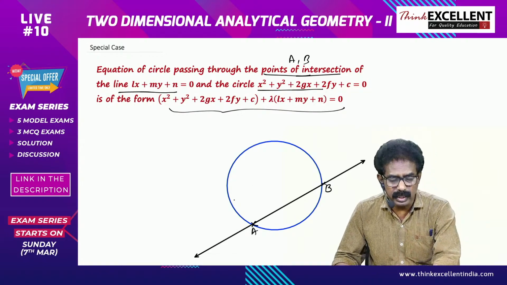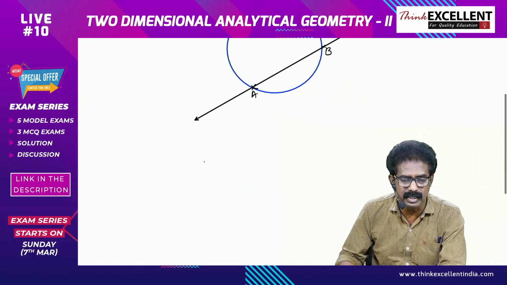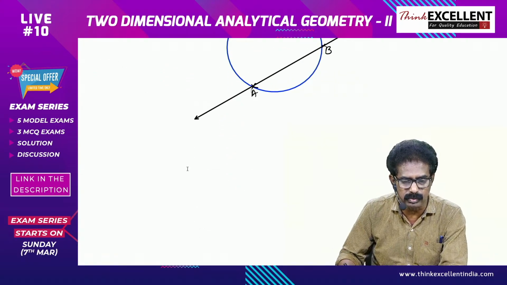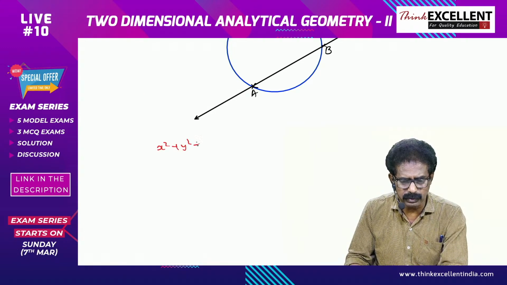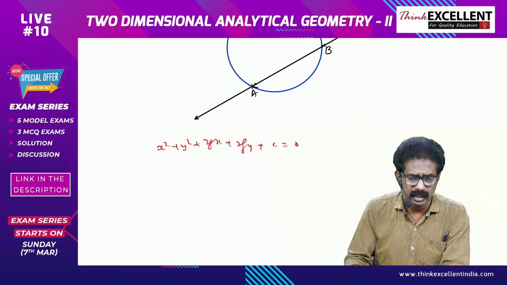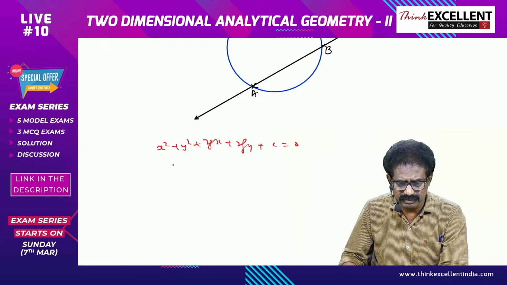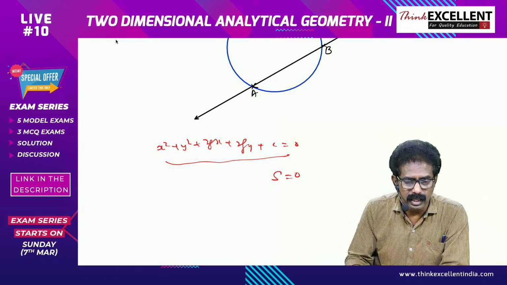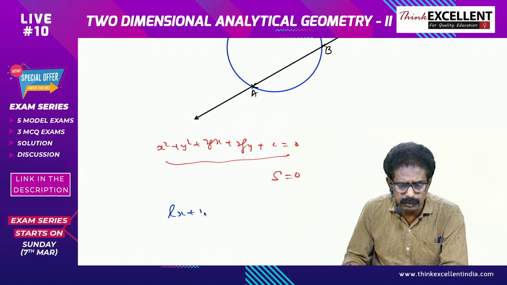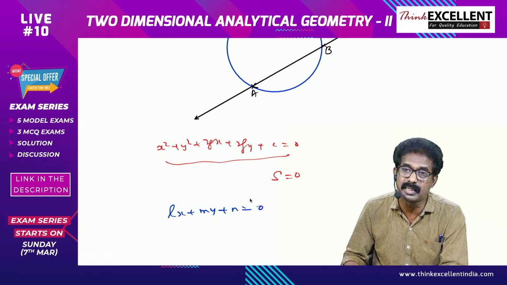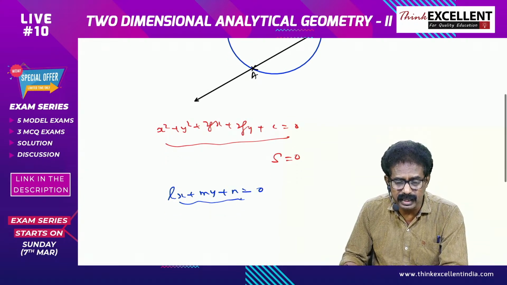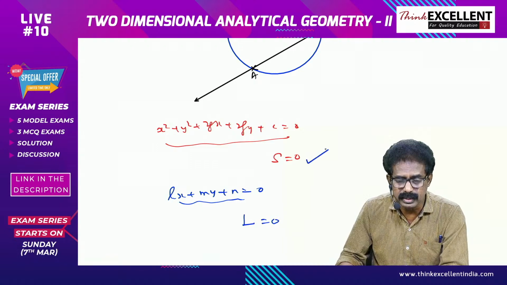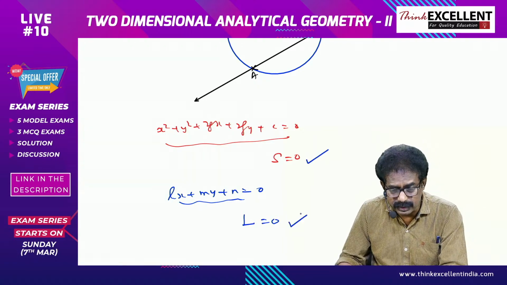Let's see what the equation of those circles will look like. Please listen very carefully; I teach in this way so that it is easy for you to remember. The equation of a circle is x square plus y square plus 2gx plus 2fy plus c equals 0, something like this. I take the entire left side as S equal to 0. This is the equation of the circle. The equation of the line is lx plus my plus n equals 0, and I take the entire left side as L equals 0. This is the circle and this is the line.